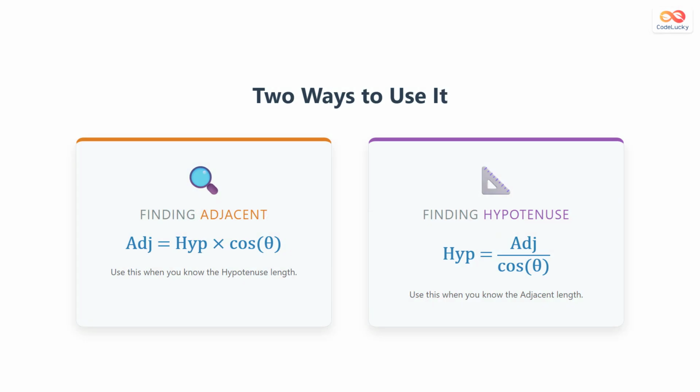Depending on what is missing, we can rearrange this formula in two ways. If you need to find the adjacent side, multiply the hypotenuse by the cosine of the angle. If you need to find the hypotenuse, divide the adjacent side by the cosine of the angle. It is helpful to memorize these two variations.